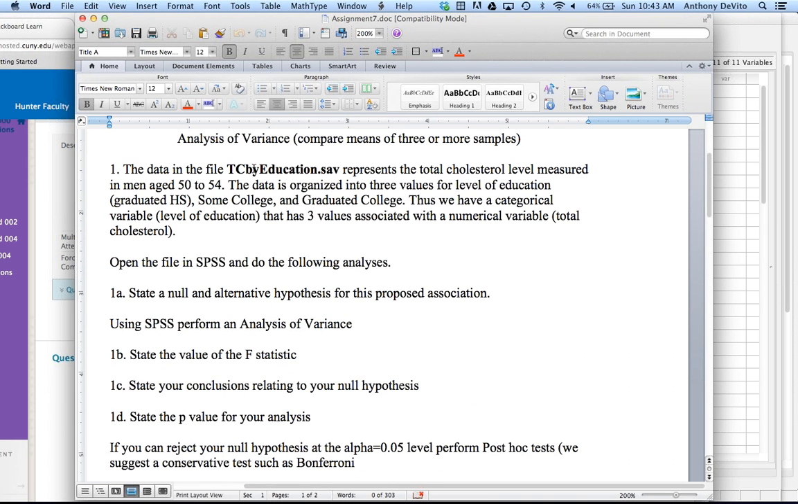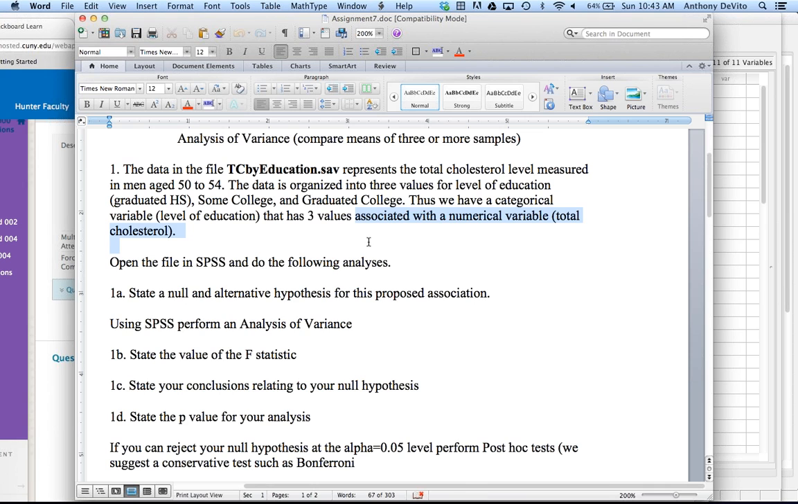Okay, total cholesterol by education represents the total cholesterol level measured in men 50-54. The data is organized into three values for the level of education: graduated high school, some college, and graduated college. The lowest level of education, middle level of education, high level of education. Thus, we have a categorical variable.